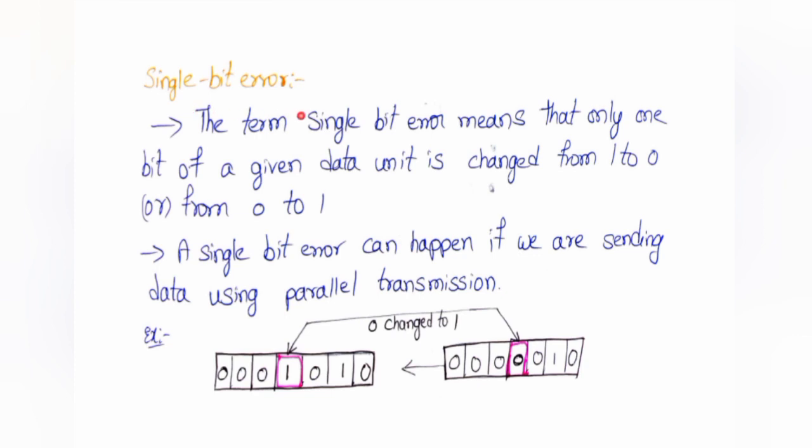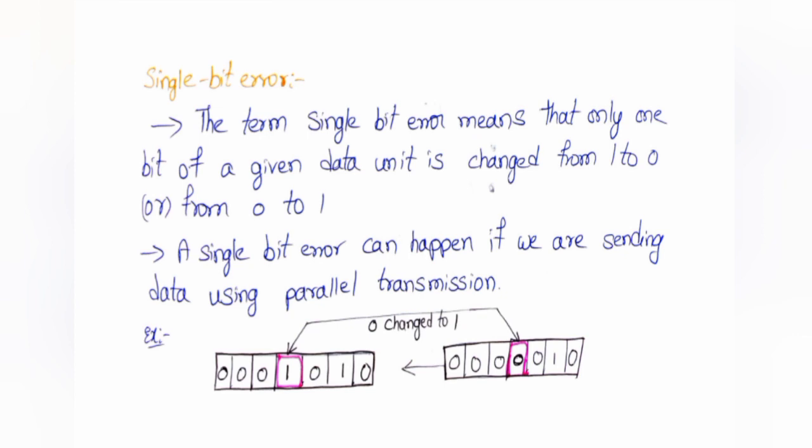The first one is the single bit error. The name itself denotes that single bit error means that only one bit of a given data unit is changed from 1 to 0 or from 0 to 1. That means there is only modification of one bit of data in the message. A single bit error can happen if we are sending data using parallel transmission, when the message is sent using parallel transmission.